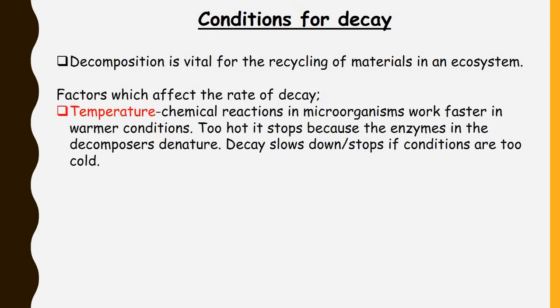Factors which affect the rate of decay. So temperature. Chemical reactions in microorganisms work fast in warmer conditions. If the temperature is too high, those reactions will stop because the enzymes in the decomposers will denature, and decay slows down or stops if conditions are too cold. We know that chemical reactions work best at an optimal temperature. The same applies for these microorganisms. Optimal temperatures are key, and if they are too high, we know that these enzymes will denature. Too low, and it just decreases the rate of these reactions.